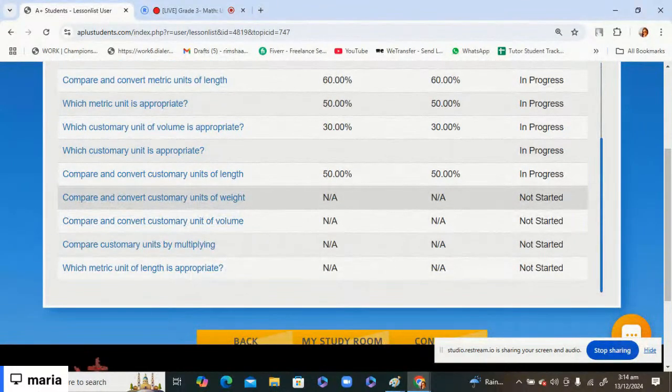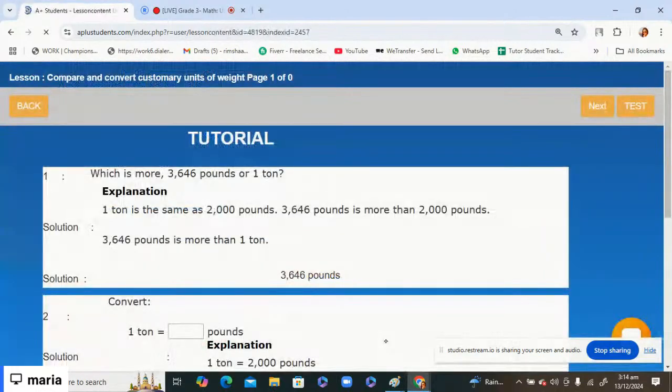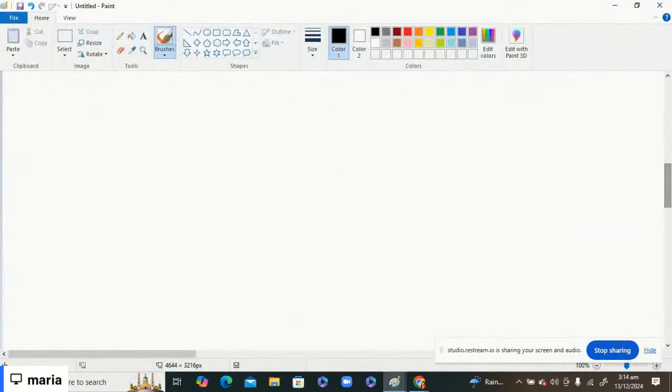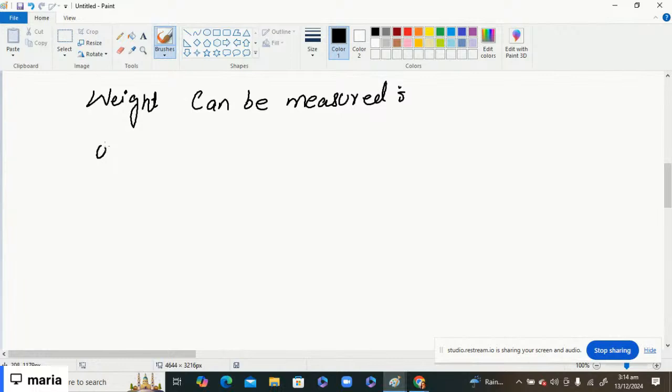Compare and convert the customary units of weight. First of all, we need to know what the customary units for weight are. Here we're going to put it down: how the units of weight can be measured. I'm going to write this here as well. Weight can be measured in ounces, pounds, and tons. So these are the customary units for weight: ounces, pounds, and tons.